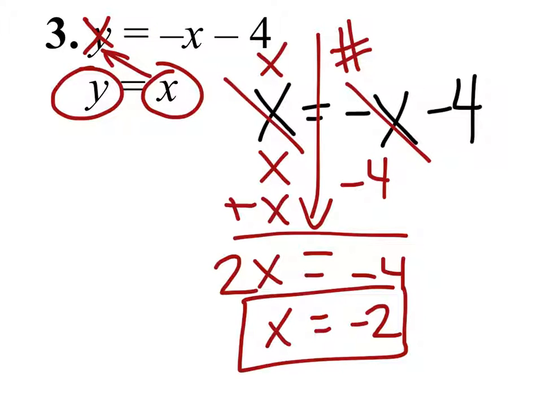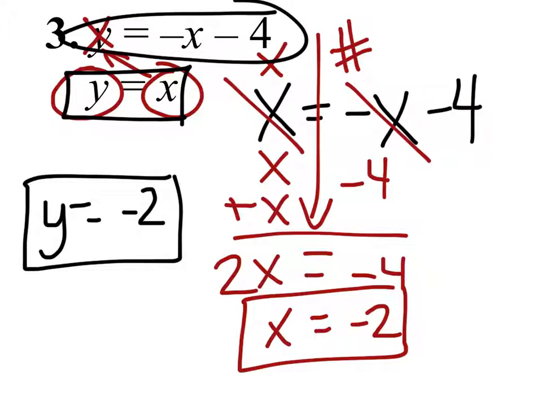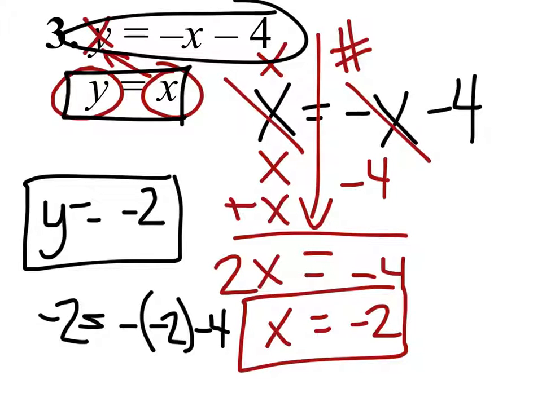Again, this makes it very easy because it says here that y equals x. So y equals x, which is negative 2. Well, let's check. So we'll go back to this top equation. Negative 2 should equal negative x, which is negative 2 minus 4. Well, the thing is, you've got a minus a negative, or negative negative, so it's positive 2. Positive 2 minus 4 is negative 2, which is what it should have equaled. Checked.